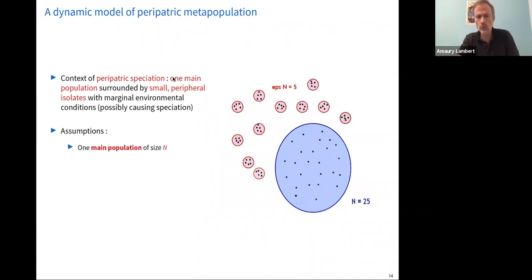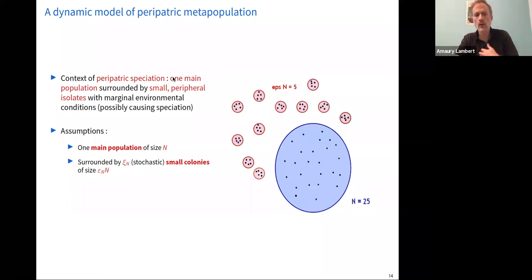So the main population will be assumed to have size capital N, surrounded by Xi small colonies, where Xi is stochastically varying through time, each of size epsilon times N. And the idea throughout this section will be that N goes to infinity, epsilon sub N goes to 0, but epsilon times N goes to infinity, right? So the size of the colonies is large, but it's negligible compared to the size of the main population.